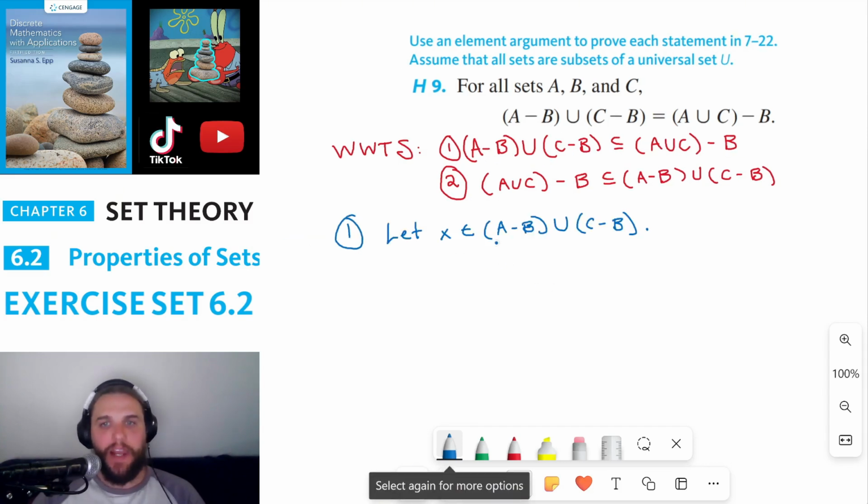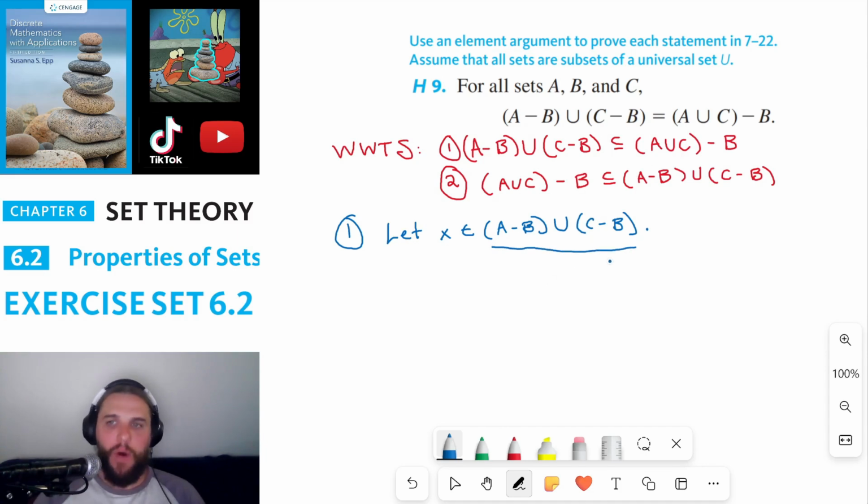Let X be an element of (A minus B) union (C minus B). Now, we don't know what X is. X could be any element from the set, but it won't matter what that element is because we can unpack the definitions here to clarify what we know about X. And in particular, we want to show that X is an element of (A union C) minus B. What this means is we want to show that X is an element of A union C, and we need to show that X is not an element of B.